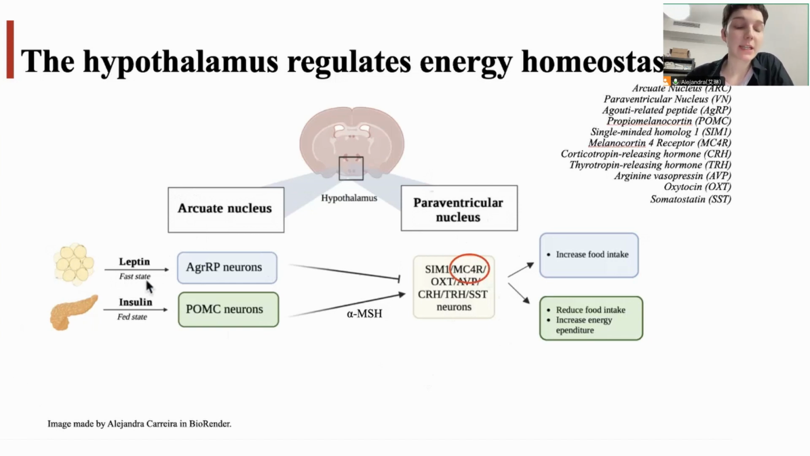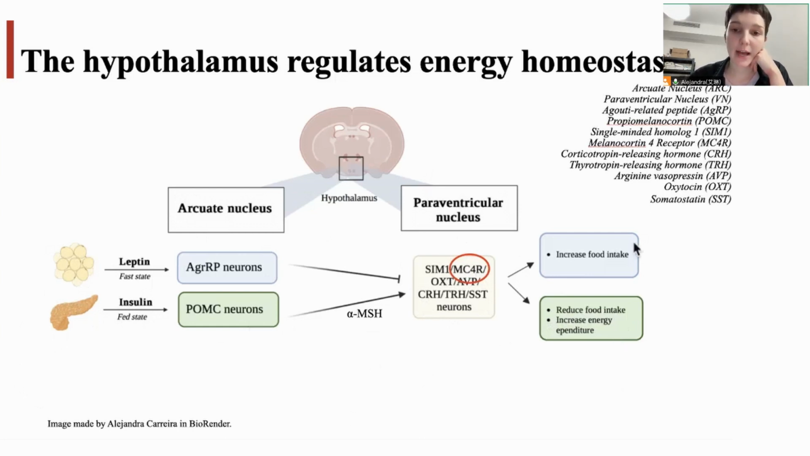When we are in a fasted state, there is a secretion of leptin from the adipocytes, and that activates agouti-related proteins. This in turn inhibits the MC4R neurons, and that causes an increase in food intake. When we are in a fed state, the pancreas produces insulin, which activates the POMC neurons, and these secrete alpha MSH that activates the MC4R neurons, and that produces a reduction in food intake and an increase in energy expenditure.